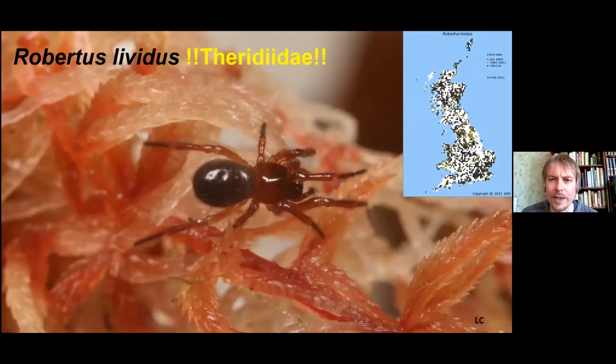Now, here's a tricky one. This is not actually a money spider and is quite easy to mistake for a money spider. It looks like one. It's got a shiny, leggy, dark look to it, but this is Robertus lividus. It's actually a theridiid. So there's quite a few theridiids that are worth getting to know because they look like money spiders. And Robertus lividus is definitely one.